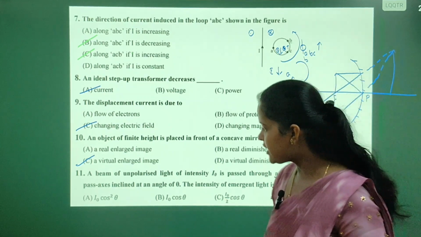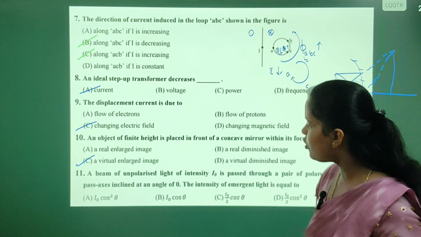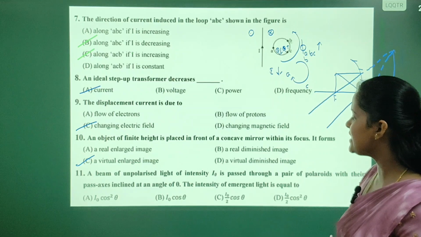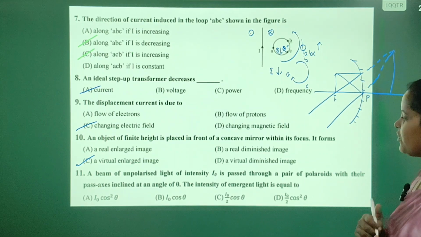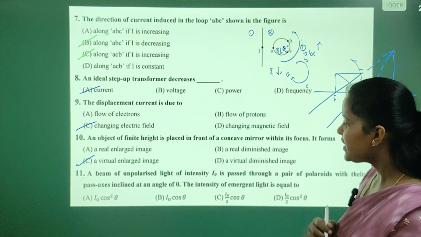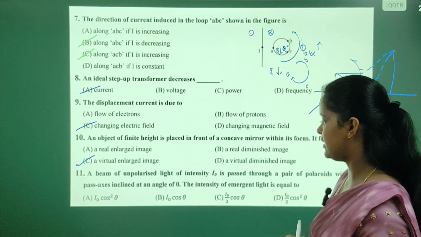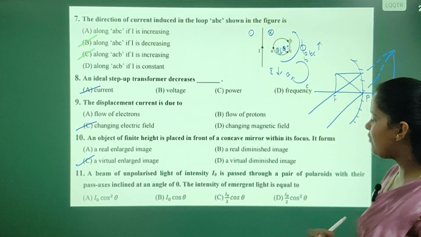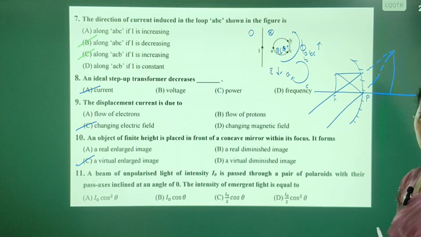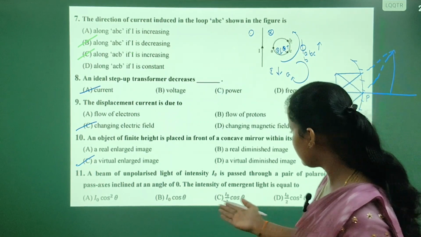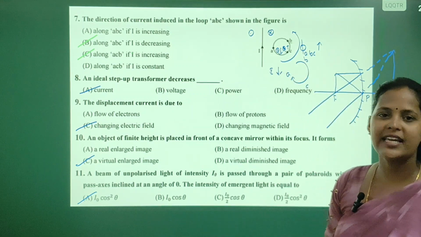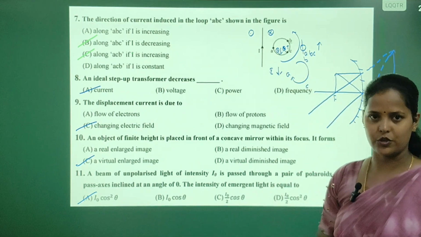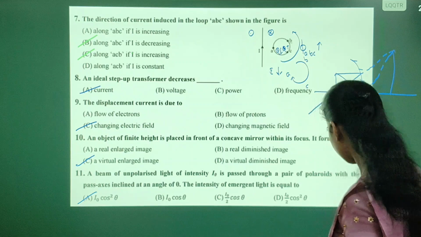Okay, yes. So the next question is, a beam of unpolarized light of intensity I0 is passed through a pair of polaroids with their pass axes inclined at an angle of theta. The intensity of emergent light is equal to... So, the intensity of emergent light is equal to I0 cos square theta. Option A is the right answer for this question.